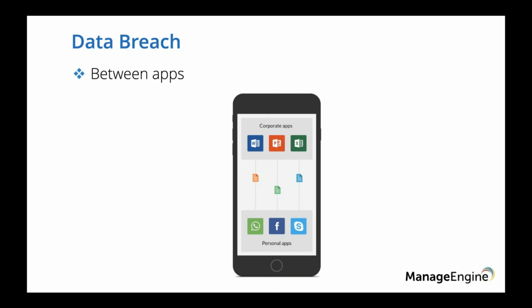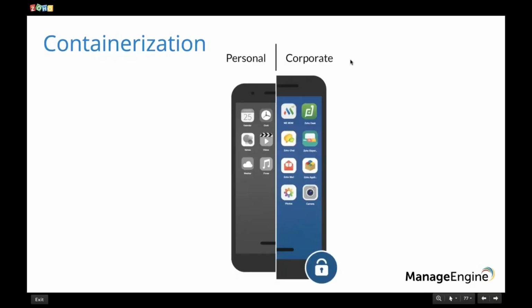And the simplest solution to handle all of these data breaches is containerization. With containerization, you can ensure that there is a container-like setup that segregates your personal and corporate workspace. So one single device will have two segments, one where the personal apps are available and one where your corporate apps and corporate data are stored.